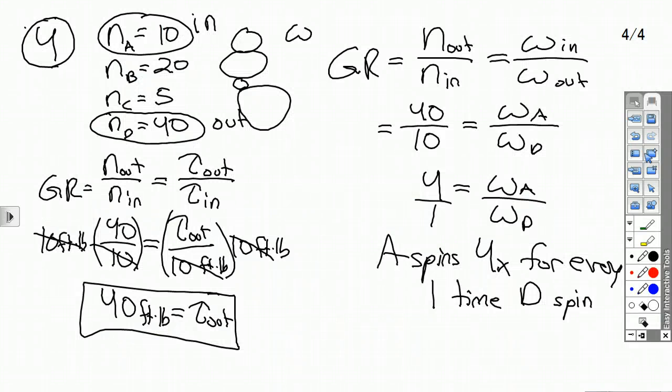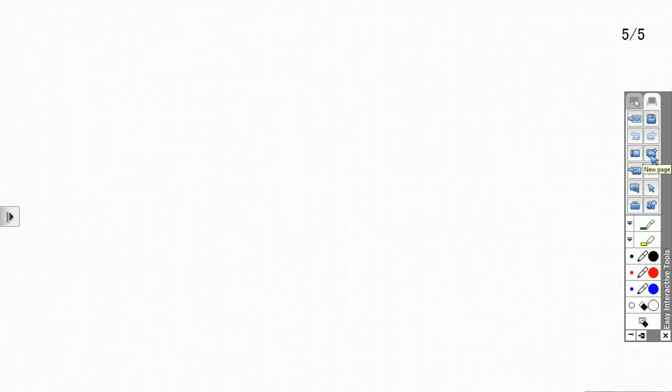Alright, moving on to number 5. In number 5, we have a compound gear train. That means at least two of the gears are on the same axle. 4 gears, same number of teeth as the problem above.